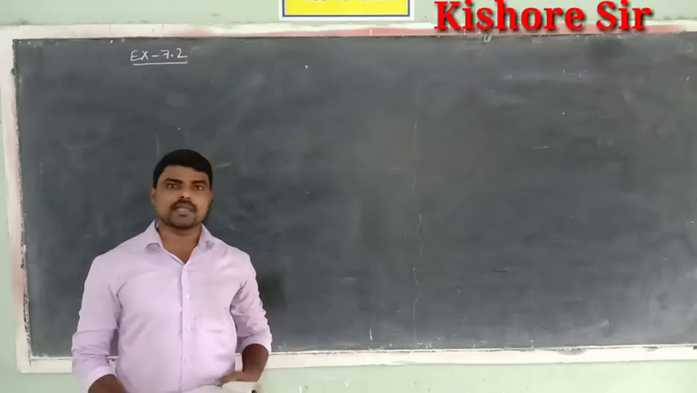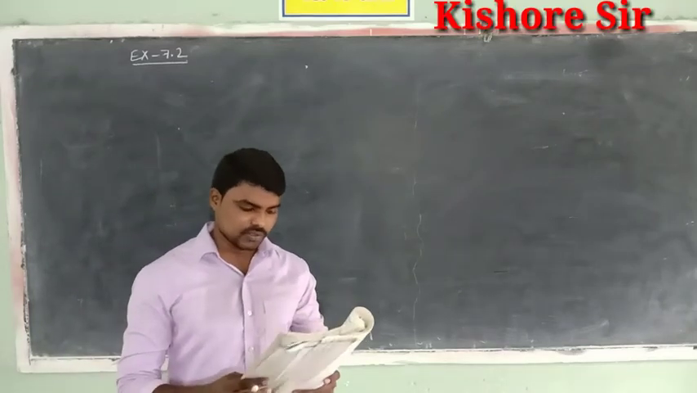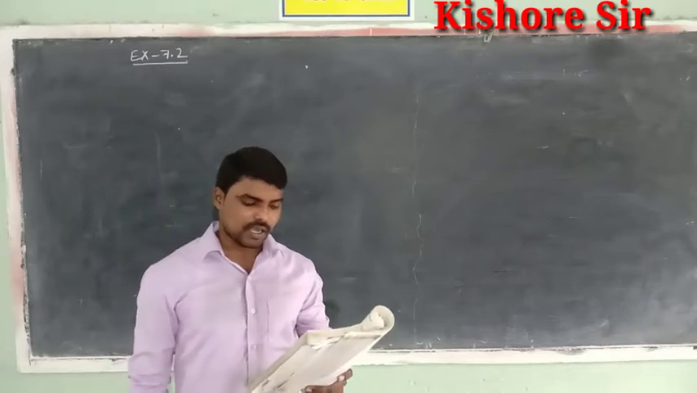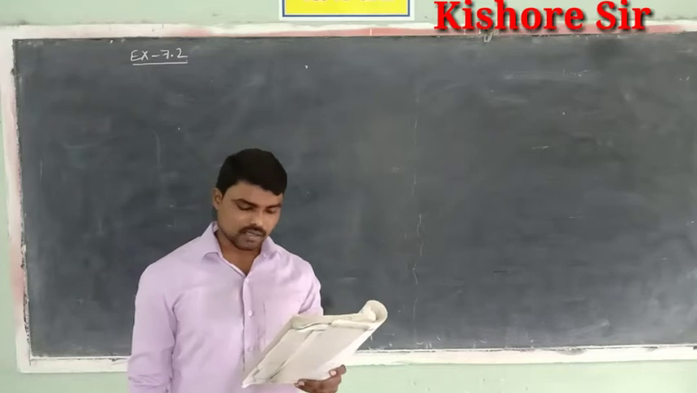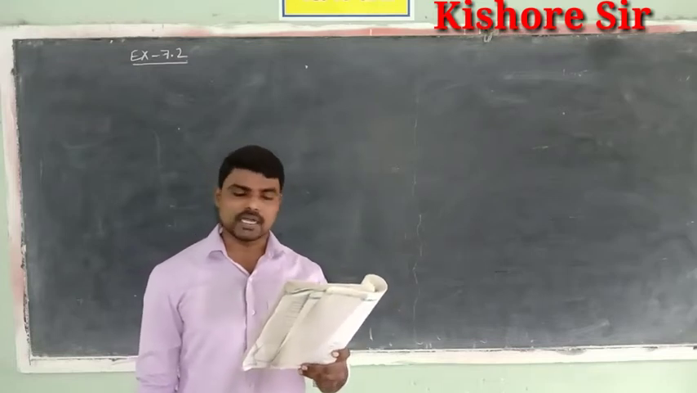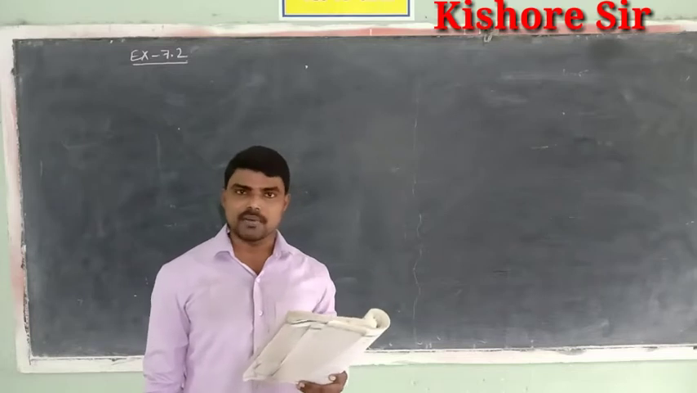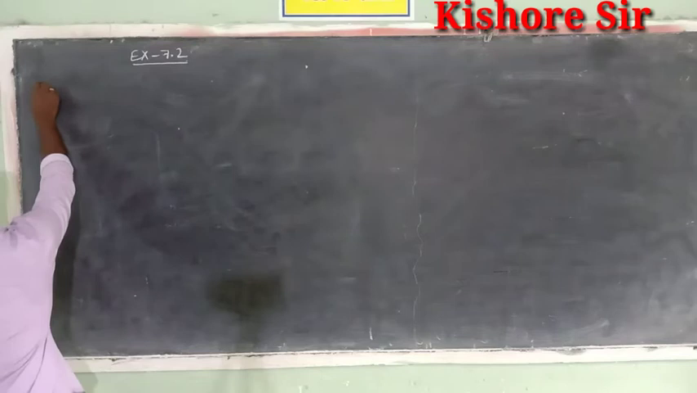In exercise 7.2, problem number 3. Find the ratio in which the line segment joining the points (-3, 10) and (6, -8) is divided by (-1, 6).